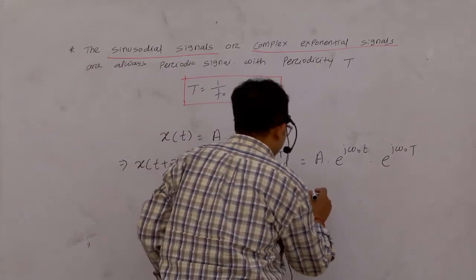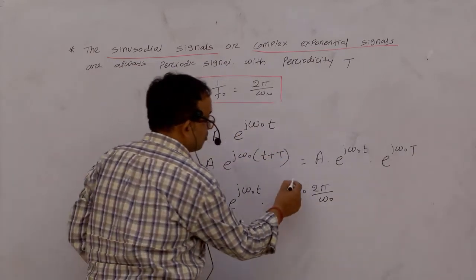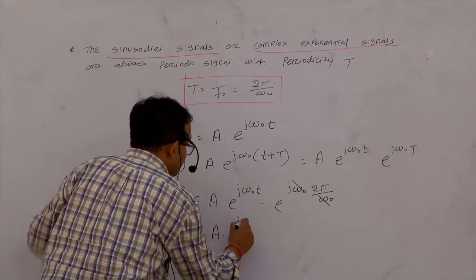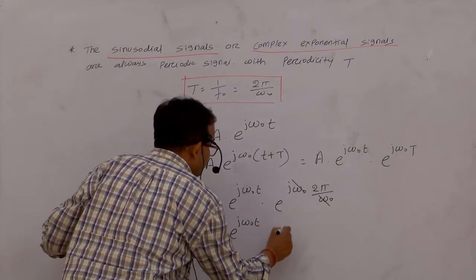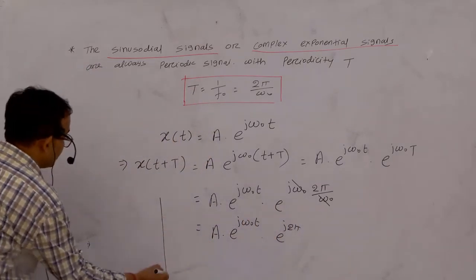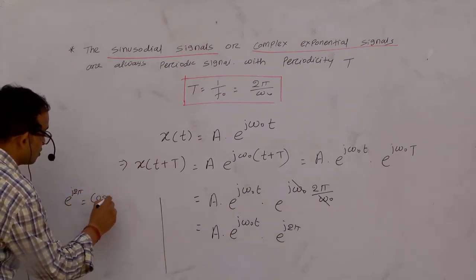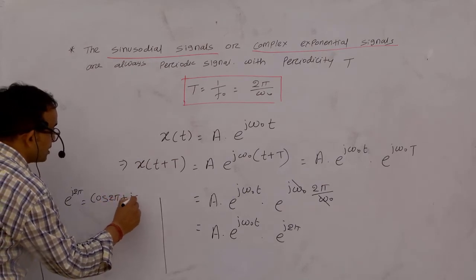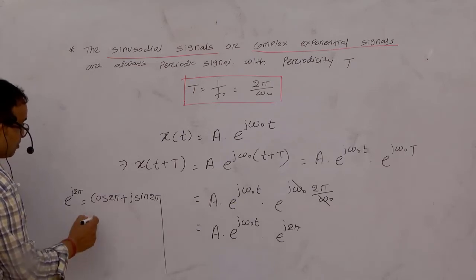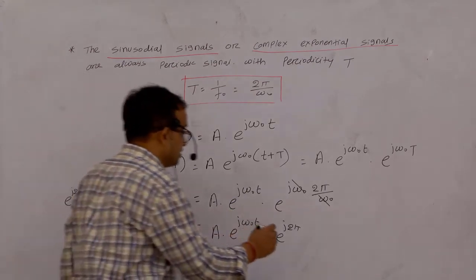So I can write 2 pi by omega 0. So omega 0 gets cancelled. This can be written as a into e to the power j omega 0 t into e to the power j 2 pi. Now what is e to the power j 2 pi? We can write e to the power j 2 pi is equal to cos 2 pi plus j sin 2 pi, right? Cos 2 pi equals 1, and sin 2 pi equals 0. So it is coming as 1.